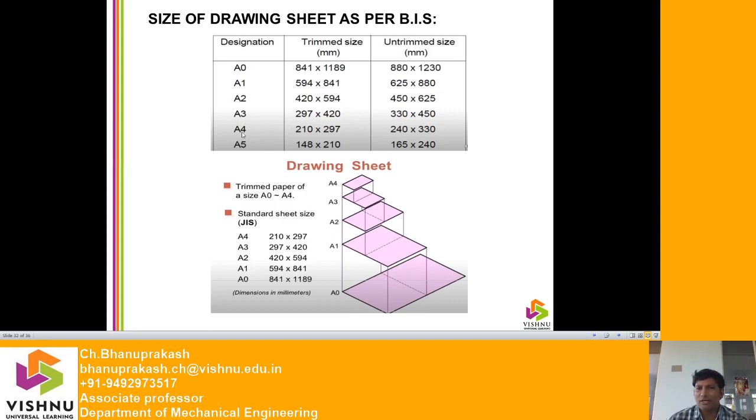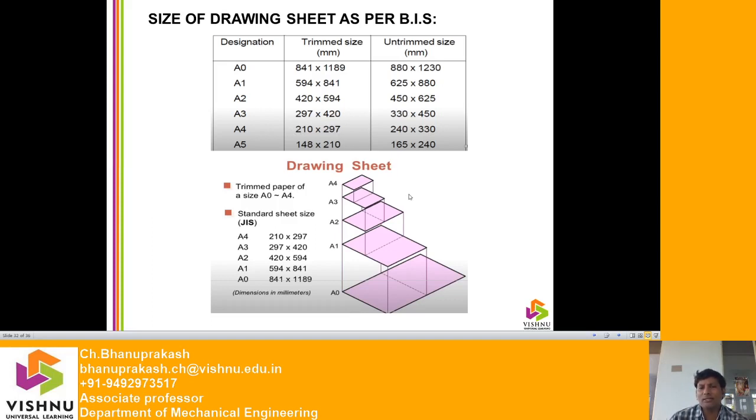The A4 size, you already know, our book is A4 size, that is 210 into 297. 210 is the width and 297 is the length. But 240 into 330 is an untrimmed size. This is the size available outside, but the actual recommended size is 210 into 297.